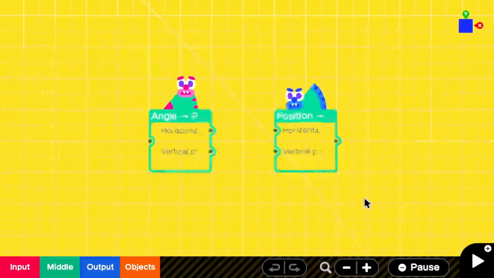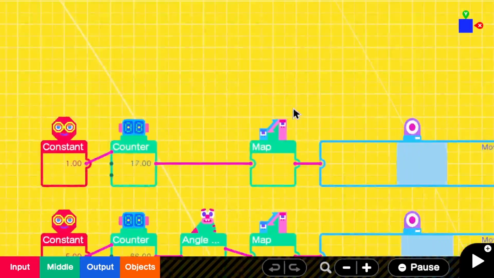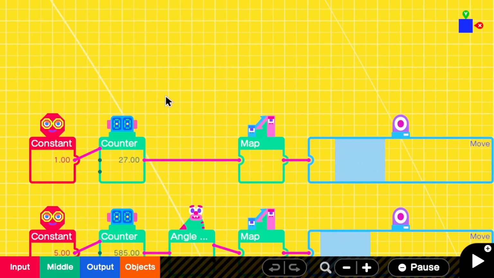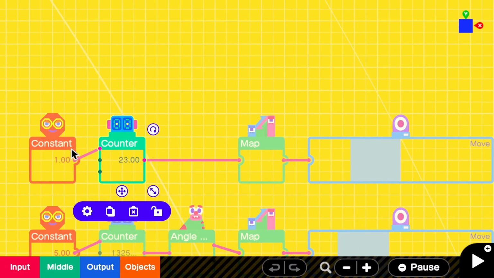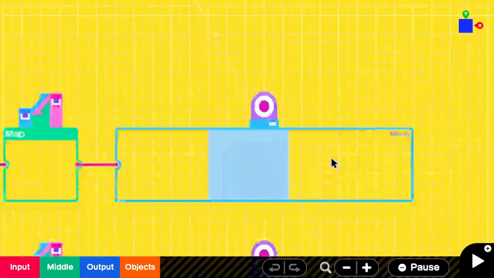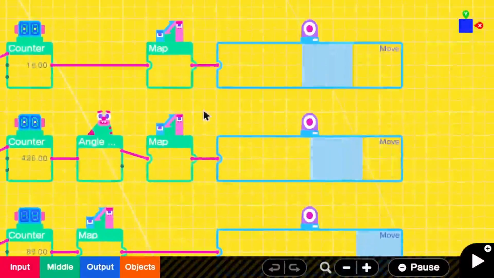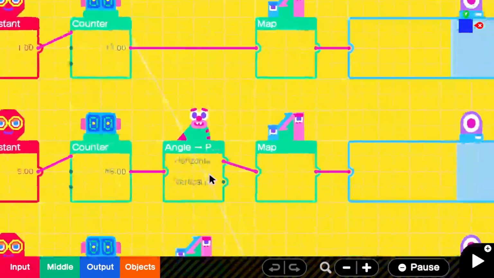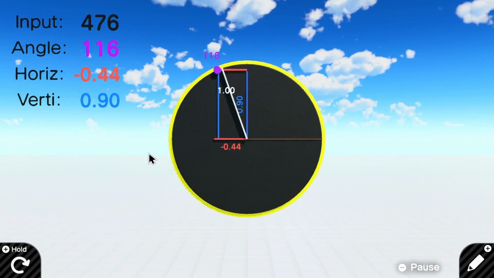So let me show you here. Normally if we want something to go back and forth, you could use something like a counter, for example, set to bounce. And if we just keep increasing it, we will see that this will just move back and forth, and when it hits the edge, it just bounces back immediately. Now, if we don't like that, we can use the angle to position nodon to replicate the same movement that we had here, which is much smoother.